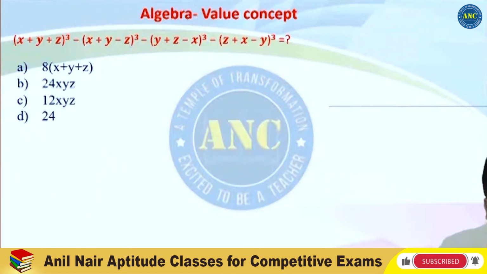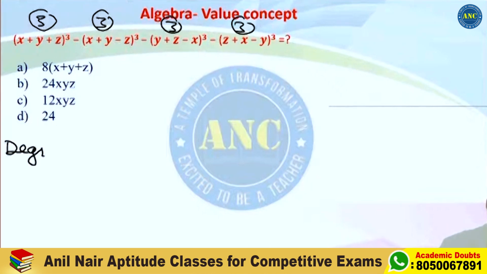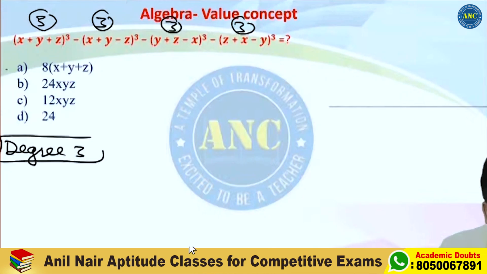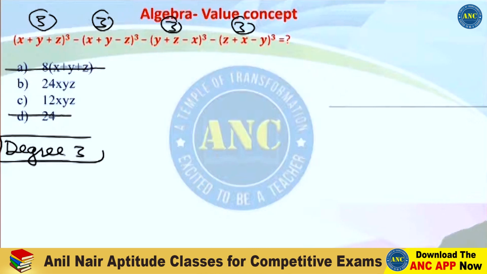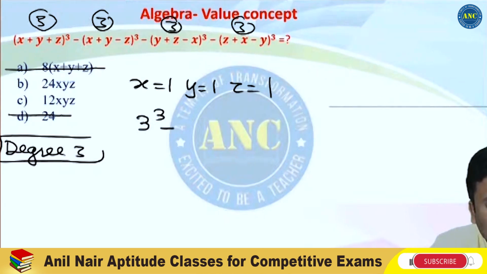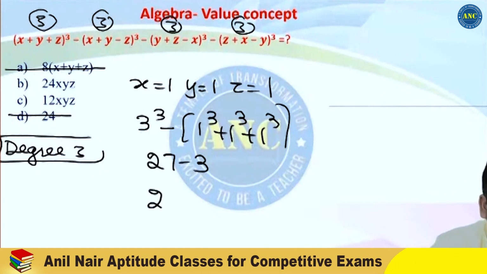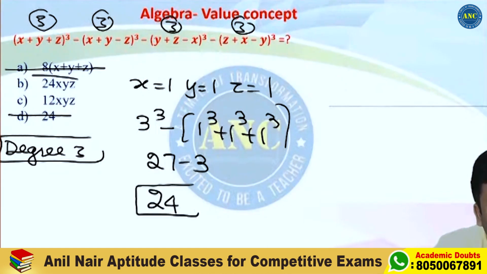X plus Y plus Z whole cube. X cube, this is degree 3. Answer should be degree 3. These are degree 1, these are degree 0. So A and D are eliminated. Now you can substitute some values. X 1, Y 1, Z 1. These 3 cube minus of 1 cube plus 1 cube plus 1 cube. 27 minus 3. Answer is nothing but 24. So 24 XYZ, 24 into 1 into 1.